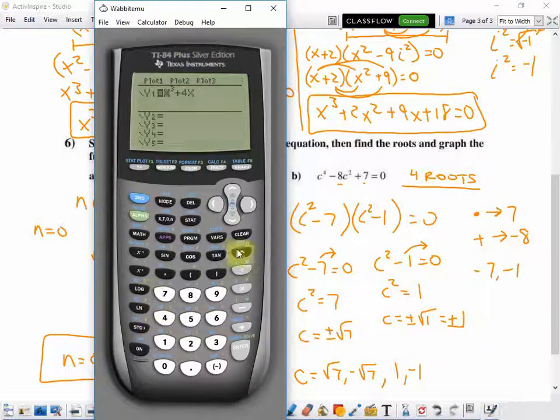And then clear that out. C to the 4th. I'm just going to use x again. Minus 8c squared plus 7. Graph. And I can see 4 real roots. Okay, so I've got one root at 1, one at -1, one at the square root of 7, one at the opposite of the square root of 7.